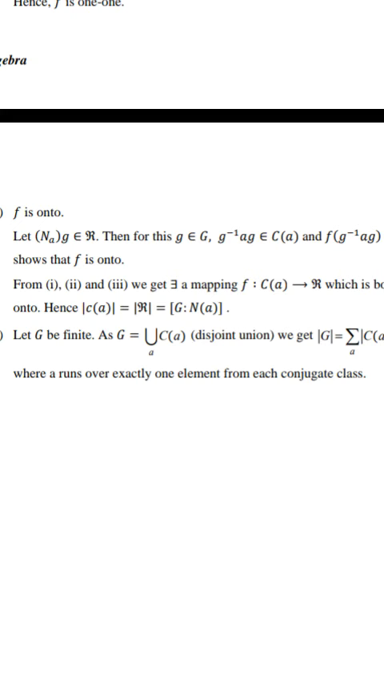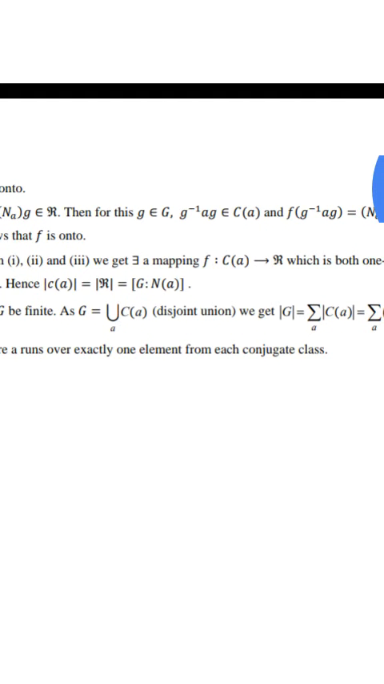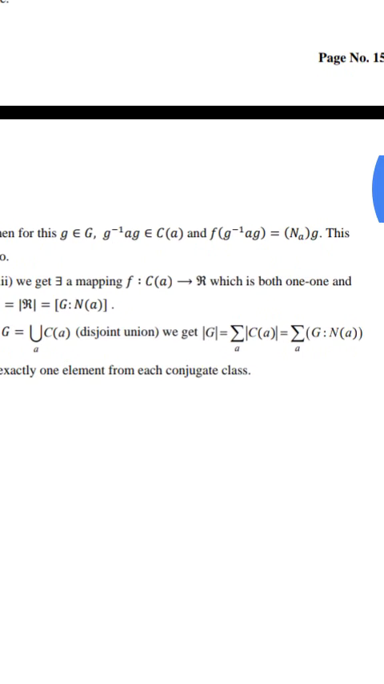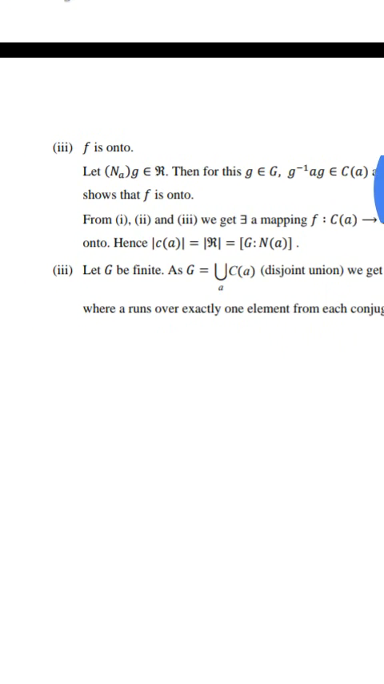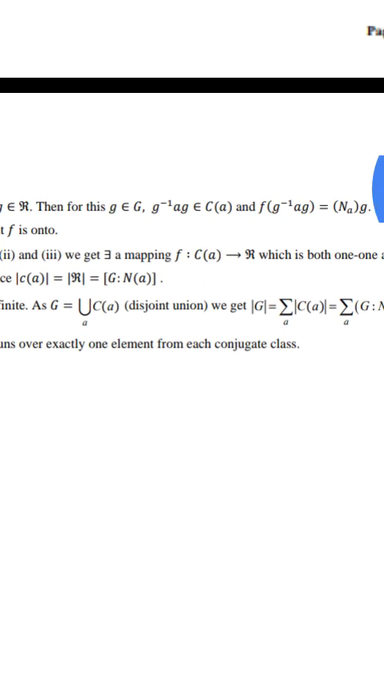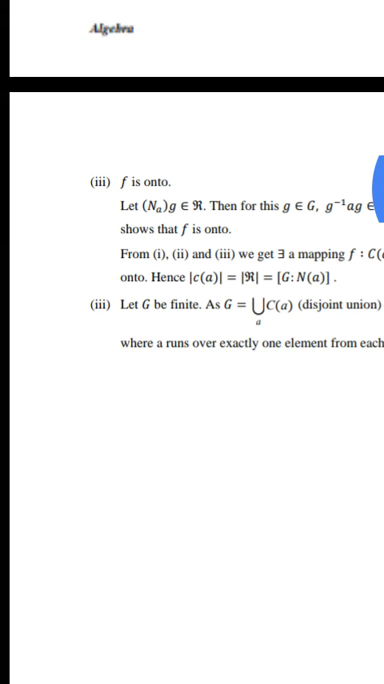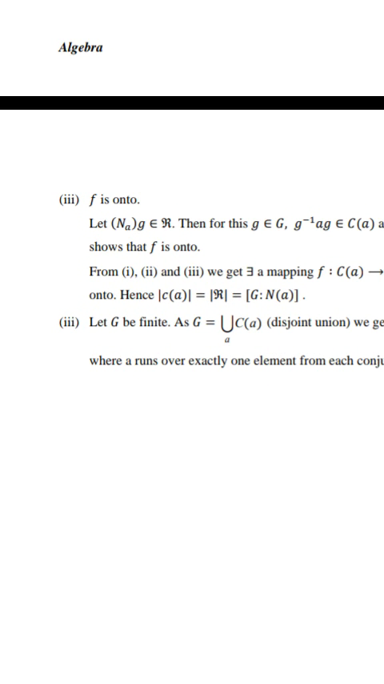Let N(a)g belong to R, then for this g belonging to G, g inverse a g belongs to C(a), and f of g inverse a g is equal to N(a)g. This shows that f is onto. From the above, there exists a mapping f from C(a) to R which is both one-one and onto. Hence, the cardinality of C(a) is equal to the cardinality of R, which is equal to the index of N(a) in G.